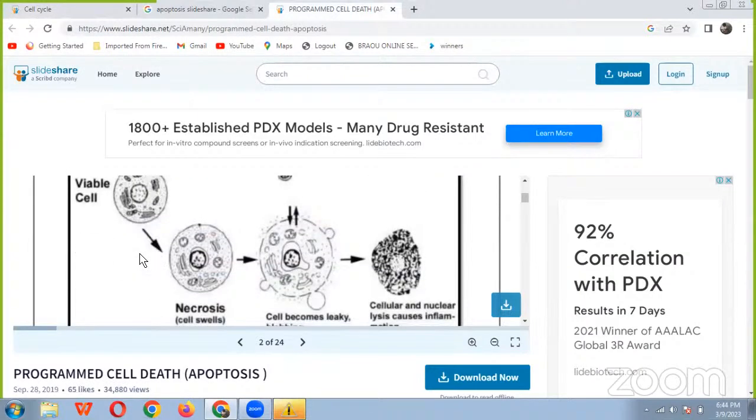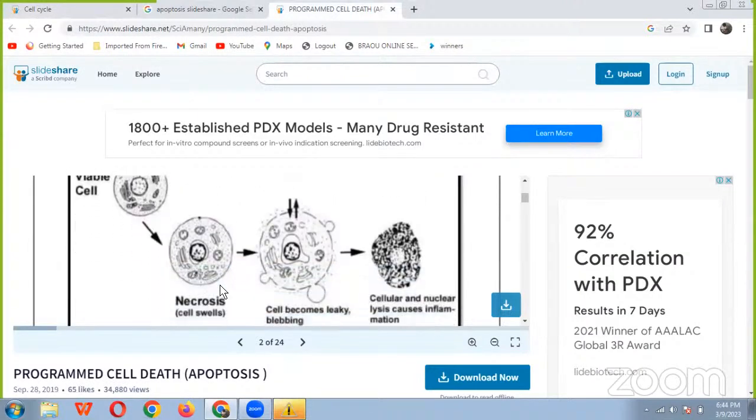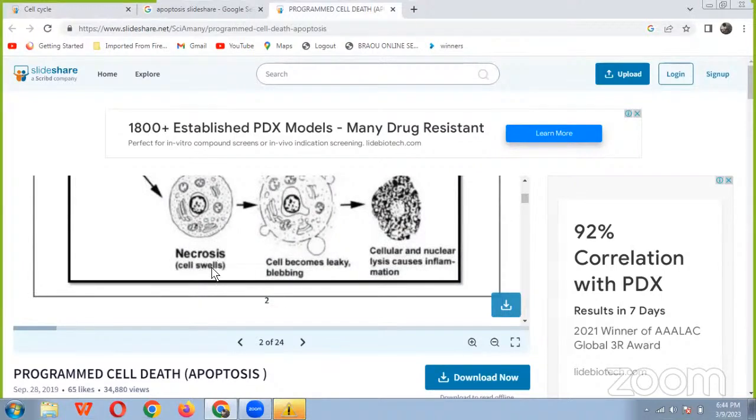Next, see, this one is the viable cells. In necrosis, the cell swells. Next, the cell becomes leaky and bleeding. Next, cellular and nuclear lysis causes inflammation.